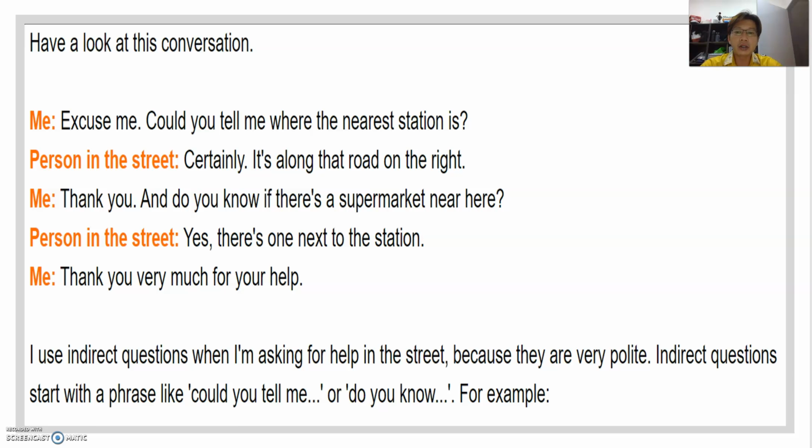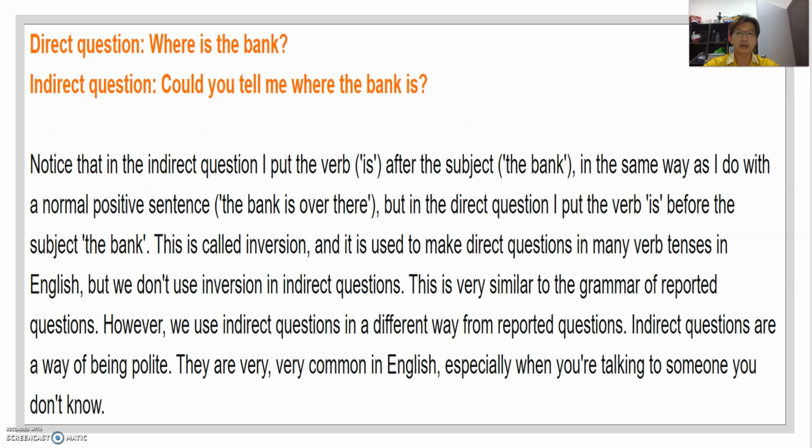You see, I use indirect question when I'm asking for help in the streets because they are very polite. Indirect questions start with a phrase like could you tell me or do you know? For example, direct question. Okay, we normally use direct question. Where is the bank? But we can use indirect question. Could you tell me where is the bank?